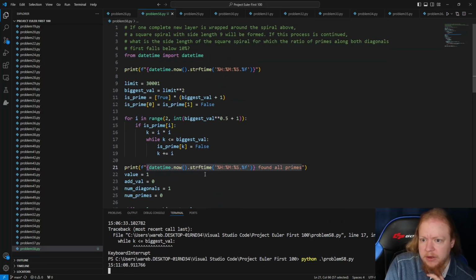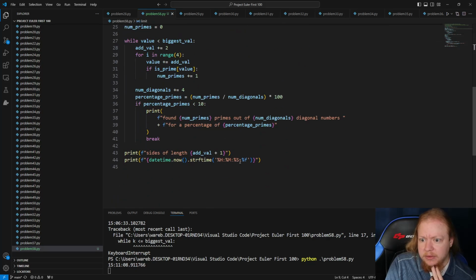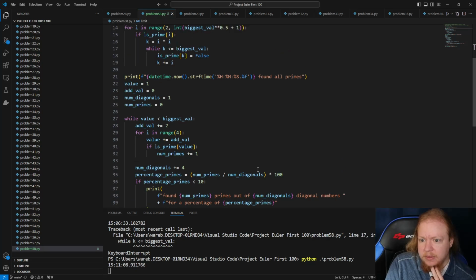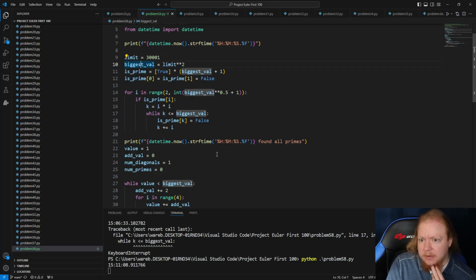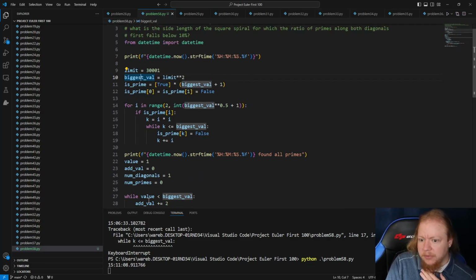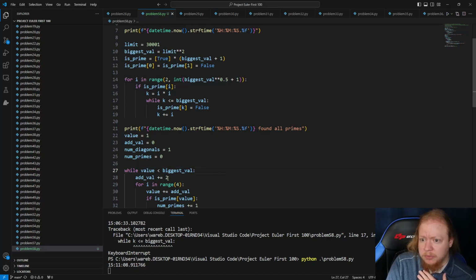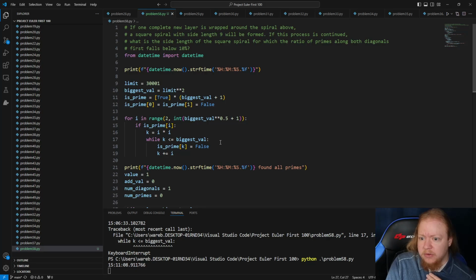Okay, so what I want to know is how long does it take to even go through this first part of finding all of these prime numbers for this. And realistically, this should probably be a while true loop. The problem is finding all of these primes in an efficient manner.